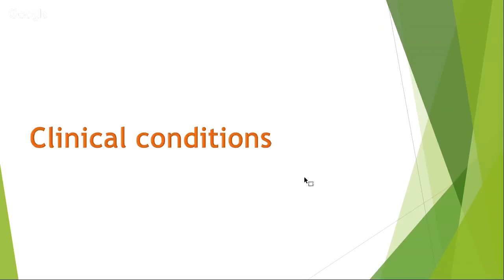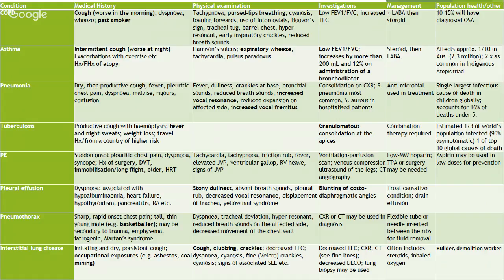Okay, moving into the clinical conditions. Sorry about the amount of text on this slide. Hopefully it'll be useful. I've just put in bold some of the key words that you might come across. So for example, COPD: cough that's worst in the morning, smoking history, pursed lip breathing, barrel chest. They're the kind of key things that you're looking for in a presentation that will point you towards COPD.